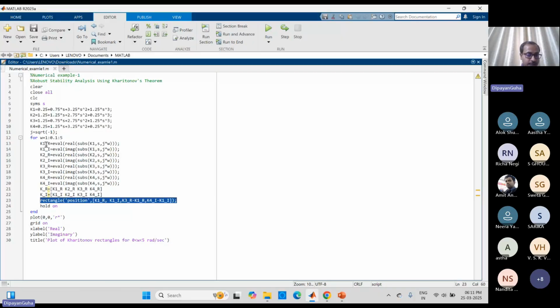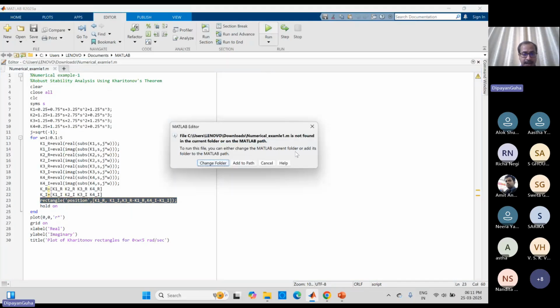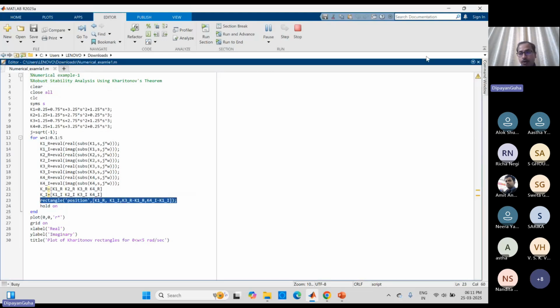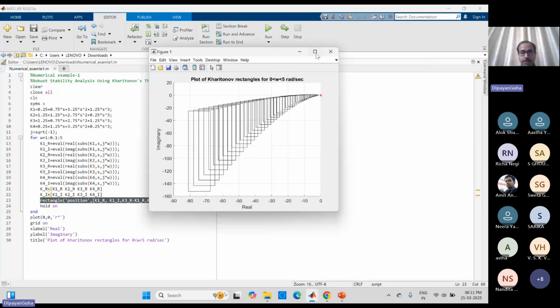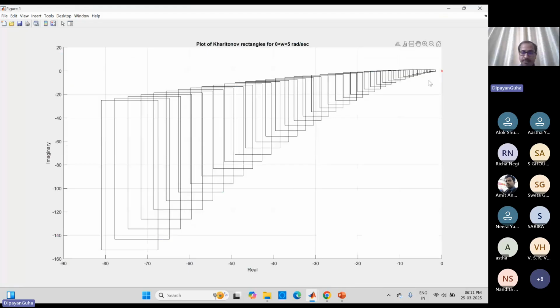The frequency was chosen from 1 to 5 with an interval of 0.1. You can have your own choice. Within this frequency range, all the rectangles were plotted in the complex frequency plane, because of which we are getting the family of Kharitonov rectangles. Then we just see in the plot whether the origin is excluded or included. As you can see here, these are the same results which I have shown in the slide.